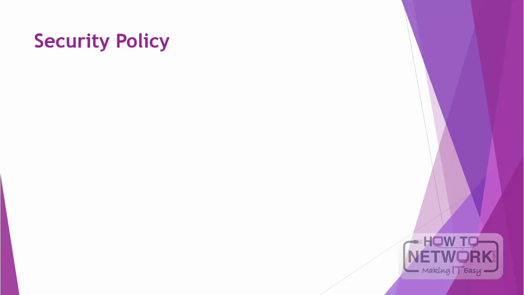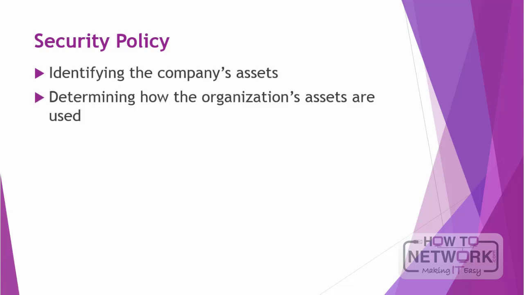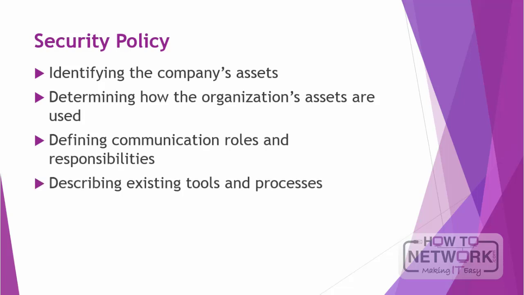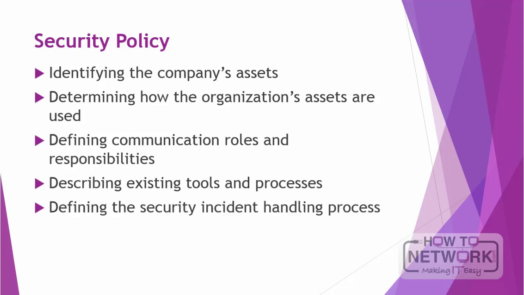The most important aspects covered by the written security policy and procedures are identifying the company's assets, determining how the organization's assets are used, defining communication roles and responsibilities, describing existing tools and processes, defining the security incident handling process, and then a steering committee will review and eventually publish this security policy after all the important documents have been finalized.